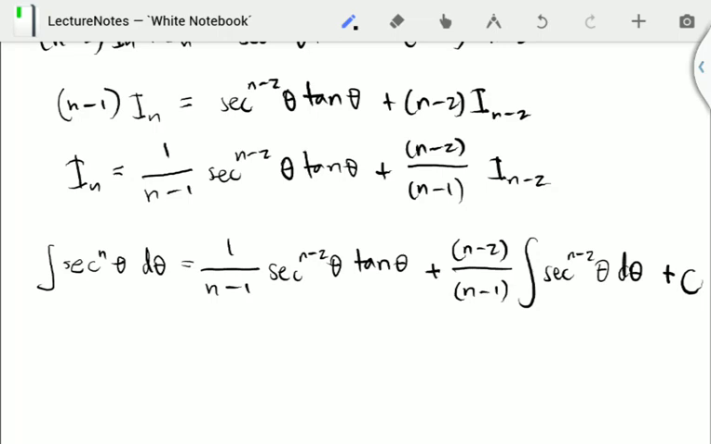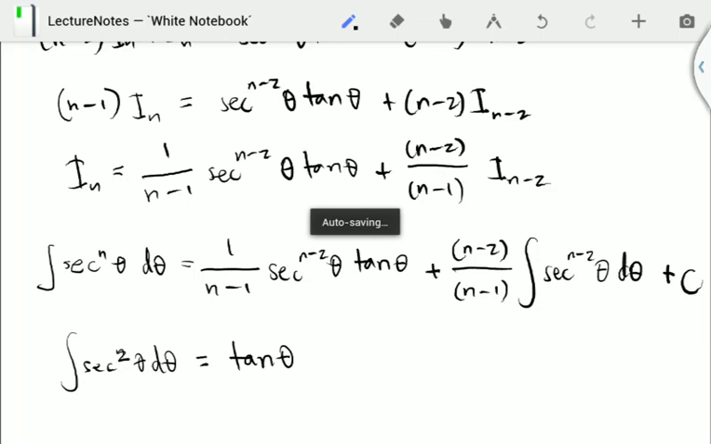But if you want to check, is that really right? Let me take the integral of sec squared theta d theta, where n is 2. We know this before, we know this to be equal to tan theta. Well, when n is equal to 2, this will be 1 over (2-1), so that's just 1. Sec to the 2-2 is just 1, so that's just tan theta. What about the second term? Well, you have there 2-2, so the second term is 0. So it checks out for n equals 2.